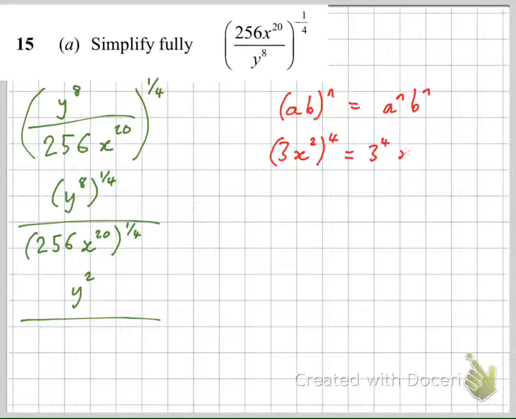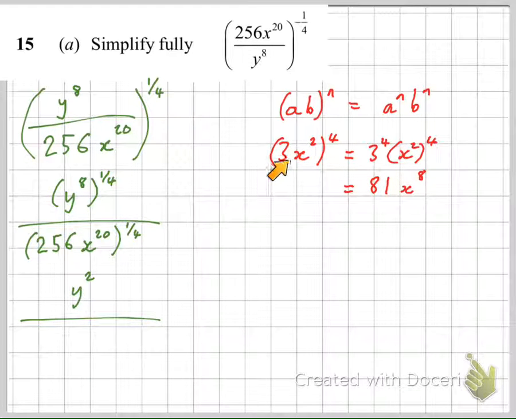So here's an example of that. If you had 3x squared all to the power 4, then that's 3 to the power 4 and x squared to the power 4. Now 3 to the power 4 is 81, and then remember we can just multiply these two powers here together to get 8. So we get 81x to the power 8 there. You know, that makes sense as well, doesn't it?